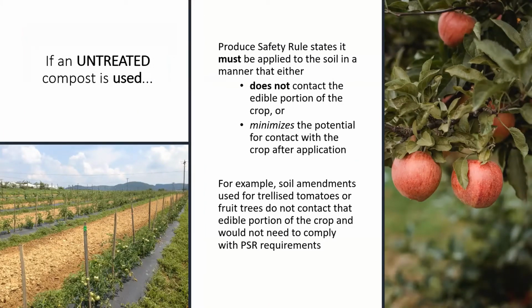So if an untreated compost is used, the produce safety rule states that it should not contact the edible portion of the crop, or minimize the potential for contact with the crop after application. And so this could be seen in either a tree fruit situation, trellis tomatoes, or a plasticulture situation. Next slide.